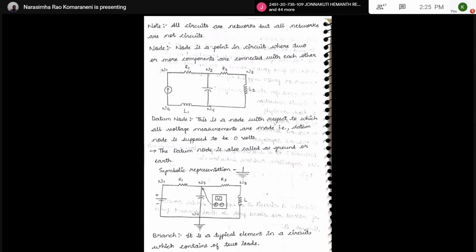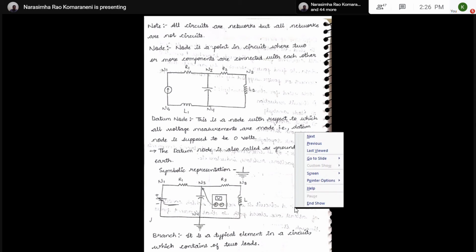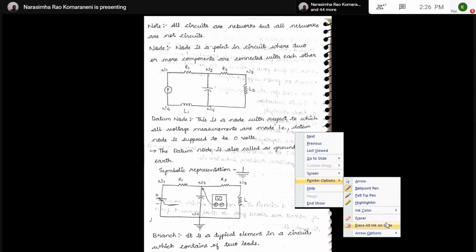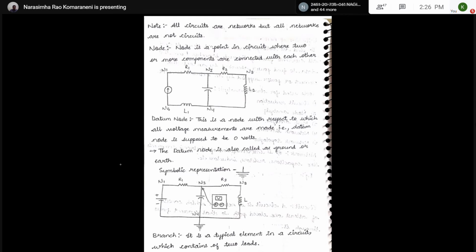The next, coming to the branch. What do you mean by branch? A branch is a typical element in a circuit which consists of two leads or two terminals. Now, can you identify how many branches are there in the above circuit? Branch means a network element consisting of two leads, two terminals.